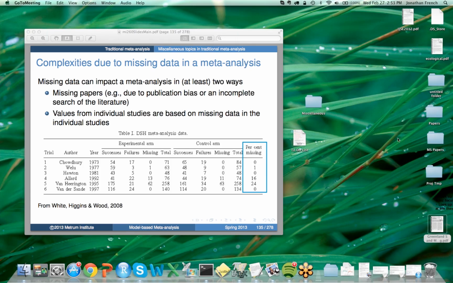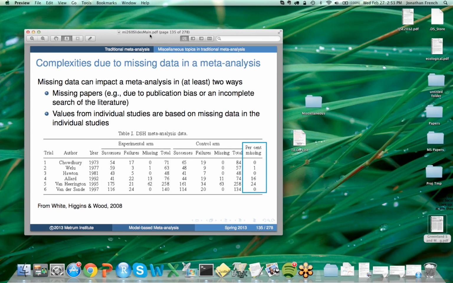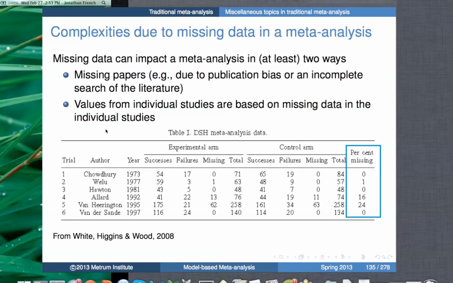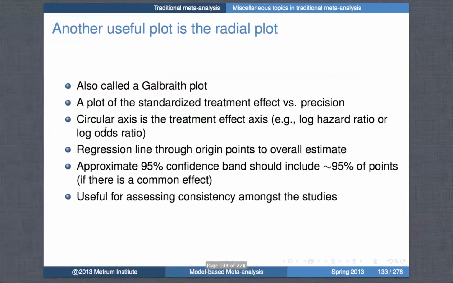Good question. So there was another question here. What is the shaded area in a radial plot? Let's go back and look at that. So the shaded region on these radial plots is a 95% confidence band.